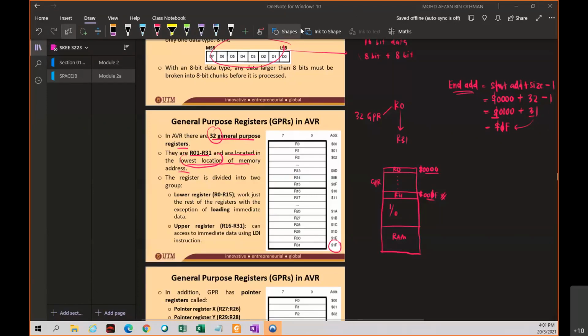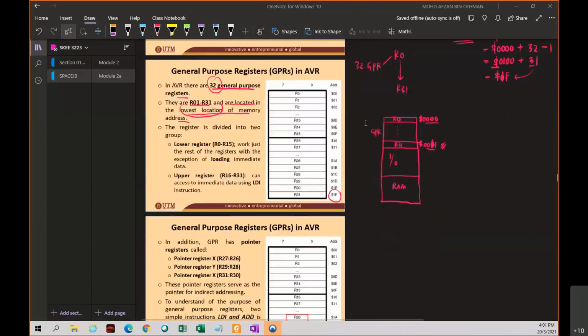Boleh dengar saya clearly tak? Secara jelas tak? Sebab kat sini hujan lah. Boleh. Okay, bagus. Alright.